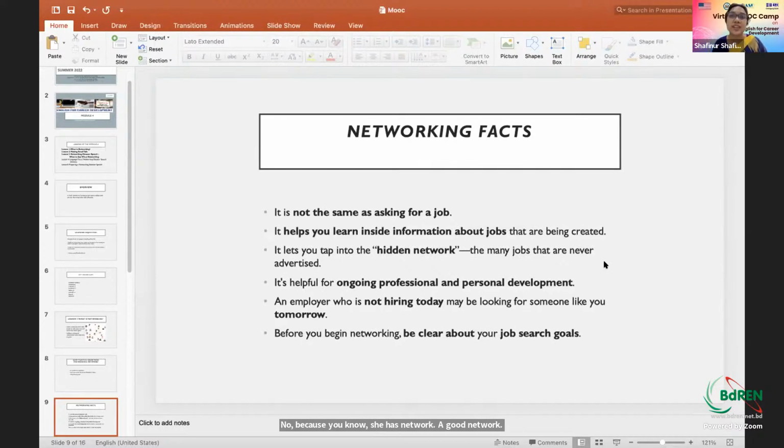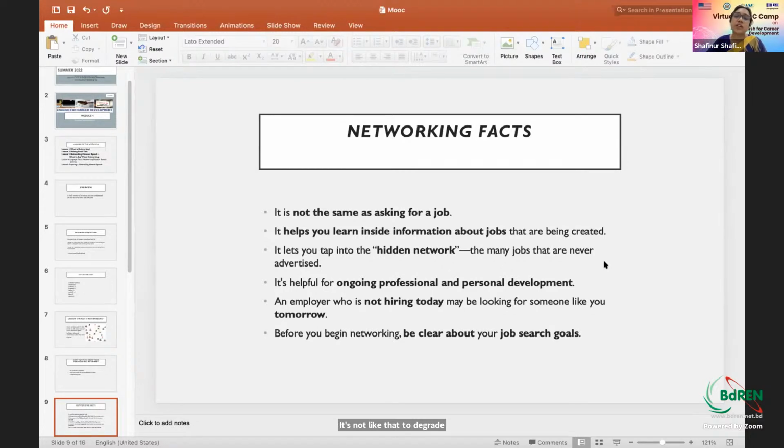Networking is actually a very good skill. Without your communication skill, you cannot build your network. You cannot show your skill, your eligibility. So it's not what the common idea is, and it is not the same as asking for a job. When you are talking to someone, that doesn't mean that you are begging for a job. Rather, you are just showing your eligibility.